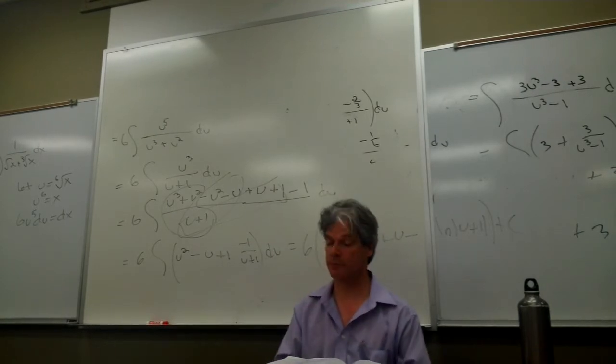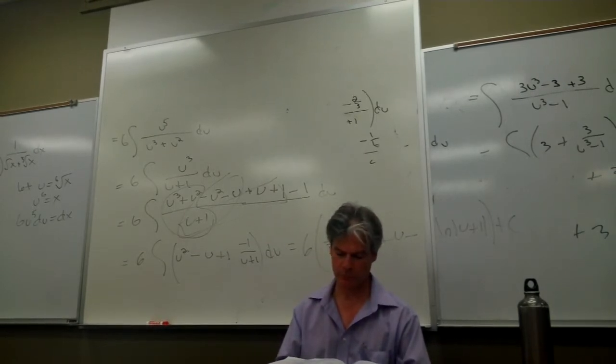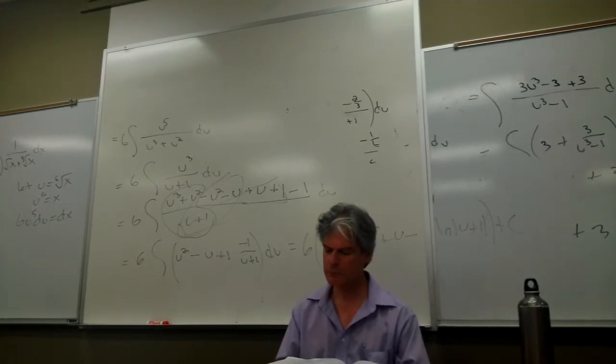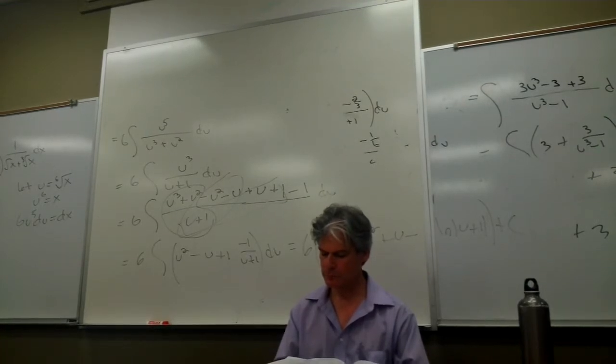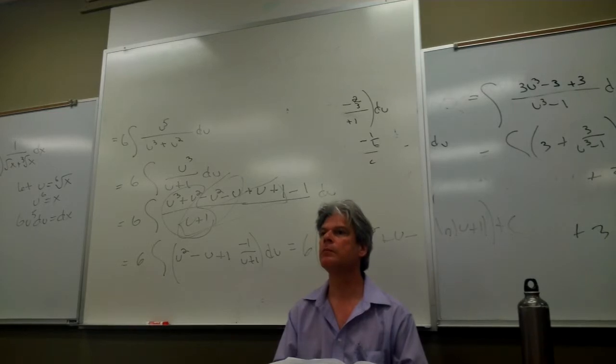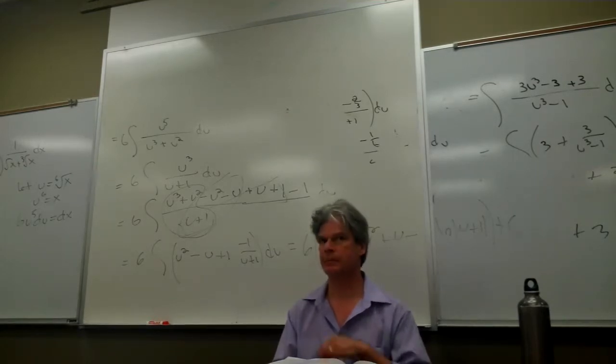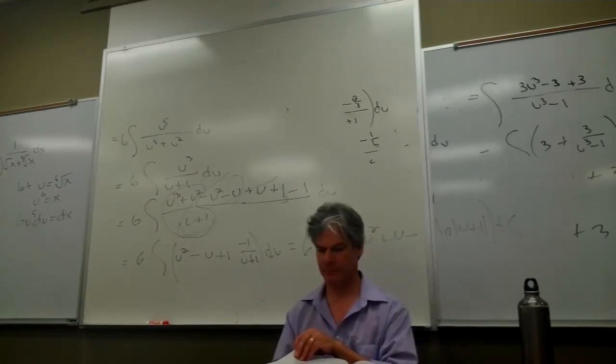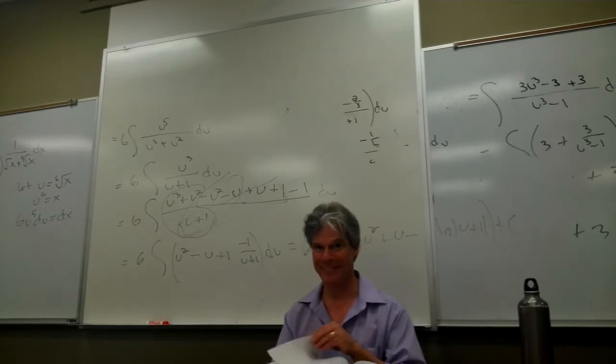Section 7.5, 21 through 32 all, but do not listen to the author. Do them all by hand. What does the author tell you to do? Use tables. Okay.